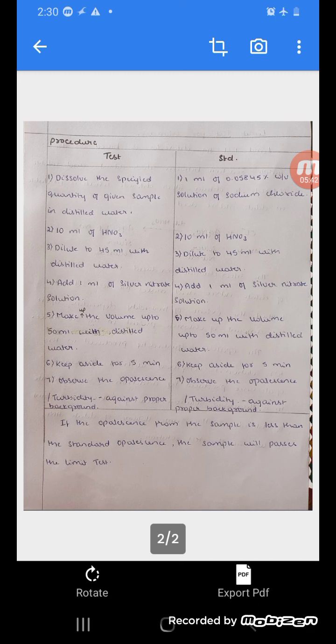Always the opalescence or the turbidity or the intensity of the color in the test solution should be less. That students have to keep in mind. They will get confusion during exam time.